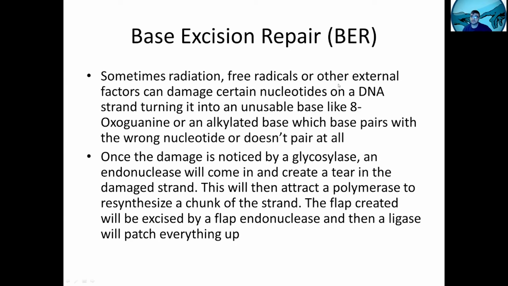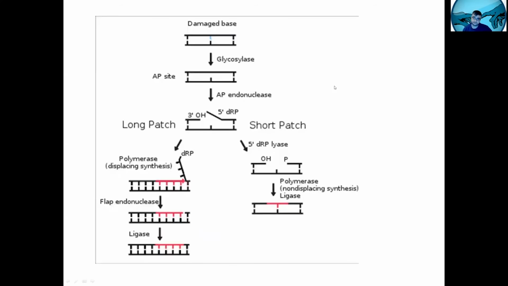Again, a lot of words. Let me just show you a picture to make it easier. You have a damaged base right here. Glycosylase comes and it recognizes that there's a problem here. Endonuclease comes in. It creates this little flap, right? You can see this flap, which kind of removes this base.